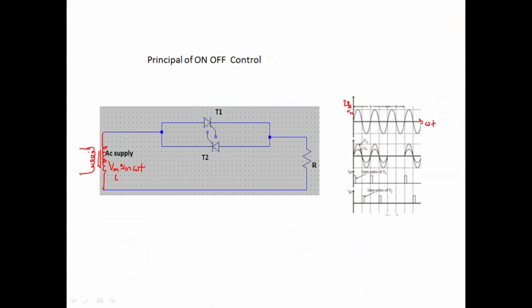So two cycles we have passed to the load and one cycle we have blocked. Means in two complete cycles we have passed current to the load, or else I can say that the load has received the input voltage. For one full cycle we have not passed any current to the load, so the load has not received any voltage. So the load voltage for one full cycle is 0. Somewhere here it is 0. For this, we have seen complete cycles.